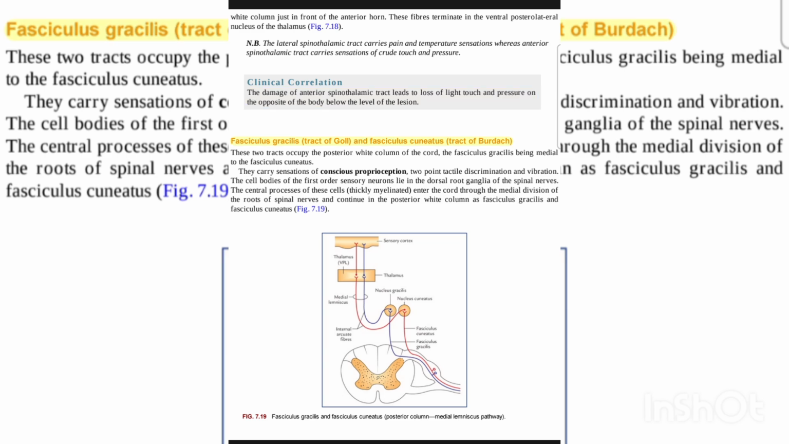Fasciculus gracilis, tract of Goll, and fasciculus cuneatus, tract of Burdach. These two tracts occupy the posterior white column of the cord, the fasciculus gracilis being medial to the fasciculus cuneatus. They carry sensations of conscious proprioception, two-point tactile discrimination and vibration. The cell bodies of the first-order sensory neurons lie in the dorsal root ganglia of the spinal nerves. The central processes of these cells, thickly myelinated, enter the cord through the medial division of the roots of spinal nerves and continue in the posterior white column as fasciculus gracilis and fasciculus cuneatus, Fig.